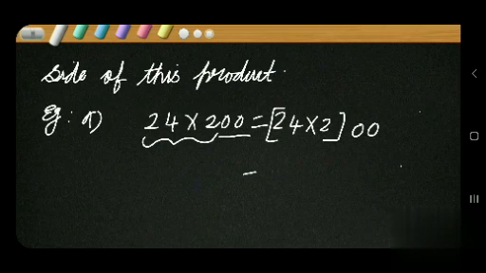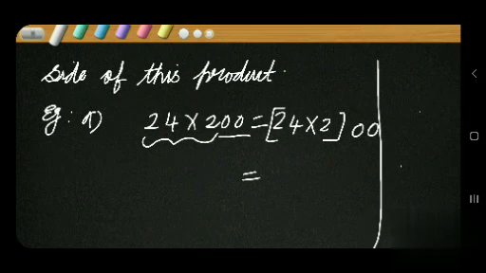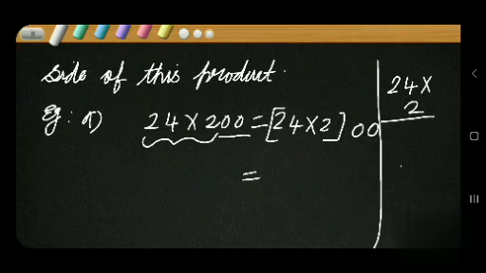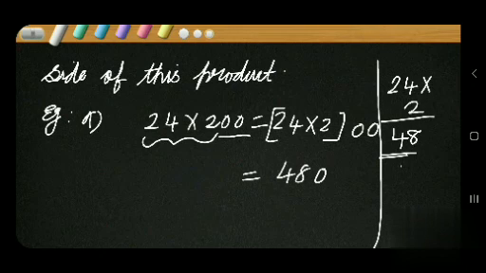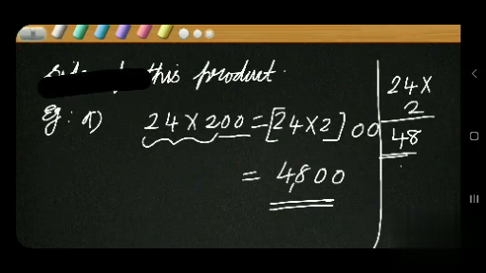So, how to do 24 into 2? Please multiply in the working column. 24 into 2. 2 fours are 8. 2 twos are 4. So, what is the answer? 48, with how many zeros? 2 zeros. How to read this number? Ones, tens, hundreds, comma. Yes, 4,800. Okay.